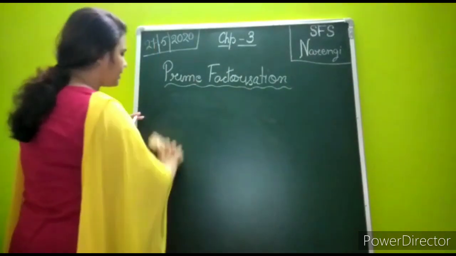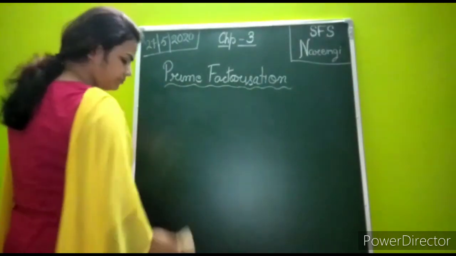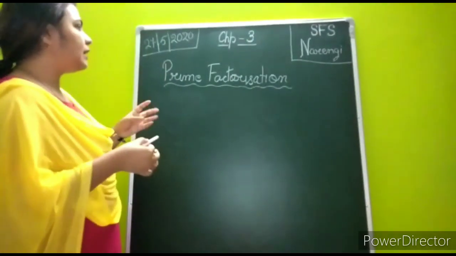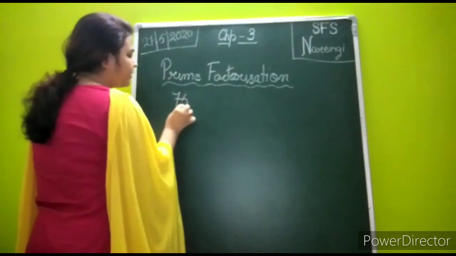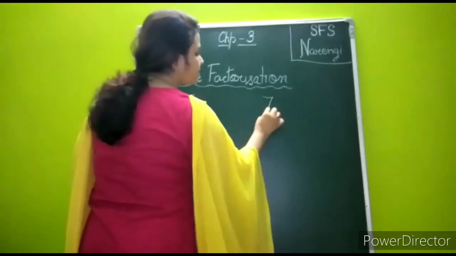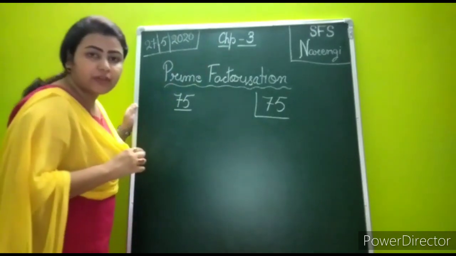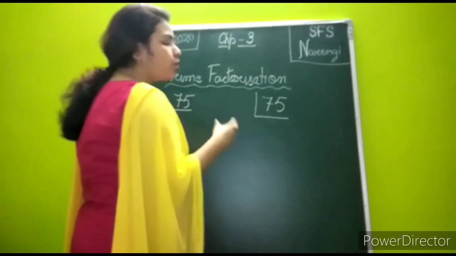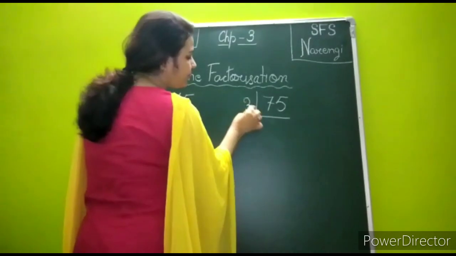Now let's take a different kind of an example. Let's take, let's say, 75. Now this number 75, how can we prime factorize it? Which is the first prime number that we are supposed to try with? 2. Will 75 be divided by 2? No. So next 3, let's try with 3.